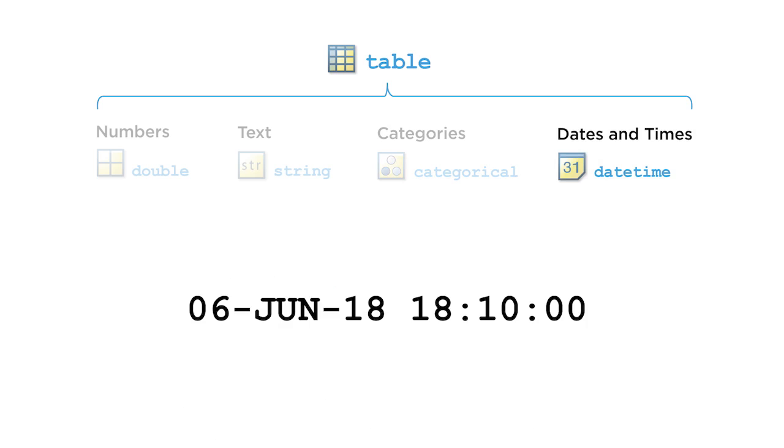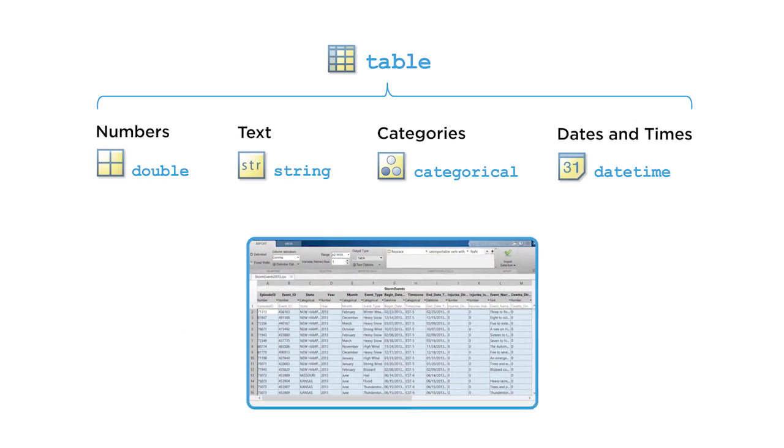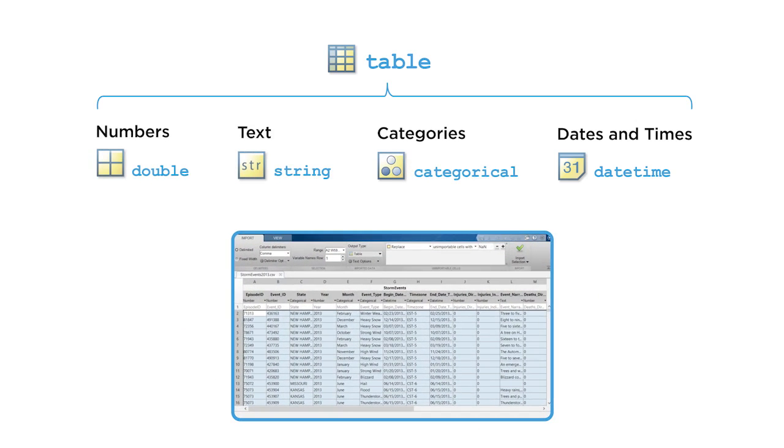The date-time data type is convenient for working with dates and times. It represents a point in time, here the 6th of June in 2018, 10 minutes past 6 in the evening. This data type enables you to easily change the display format when you visualize your data. It also enables you to easily perform calculations involving dates and times. And with that, you know all the data types that are being used in your table.